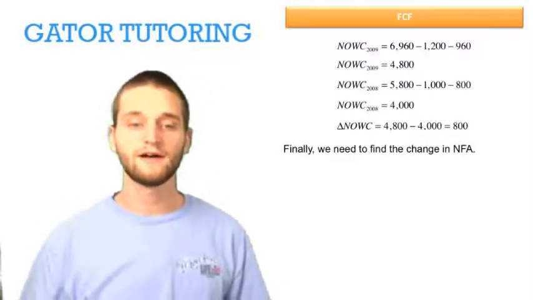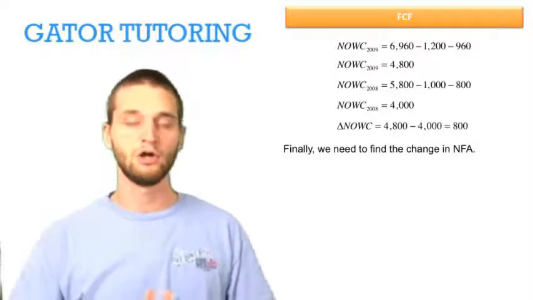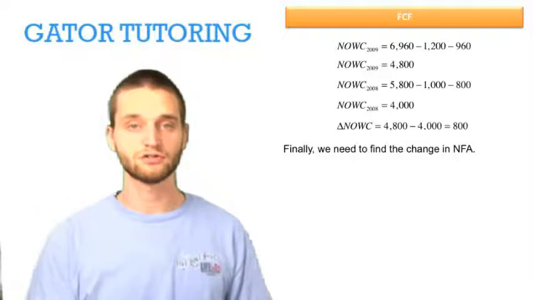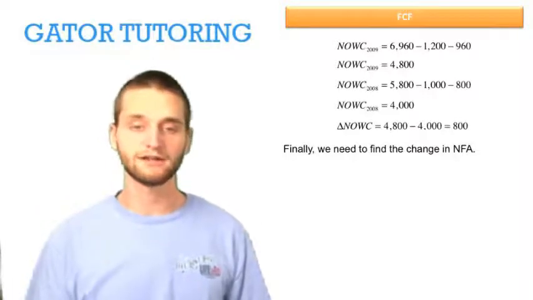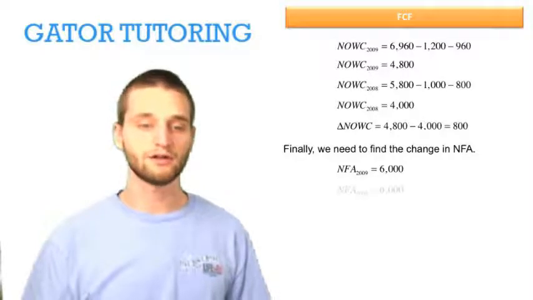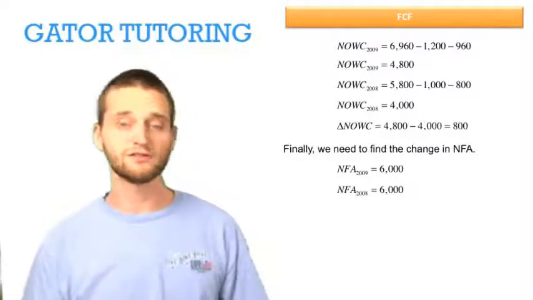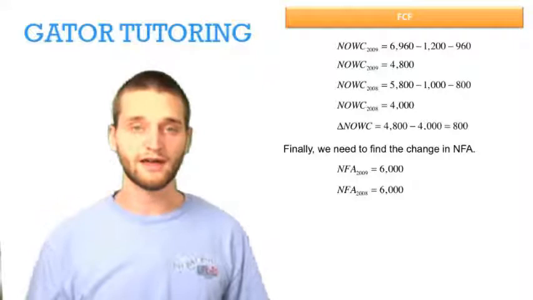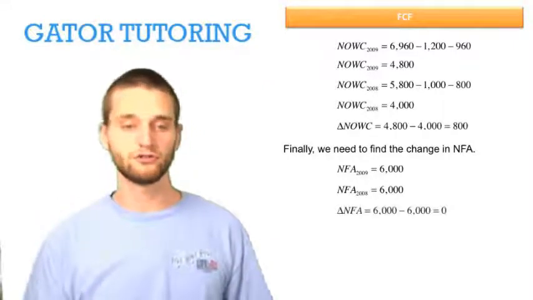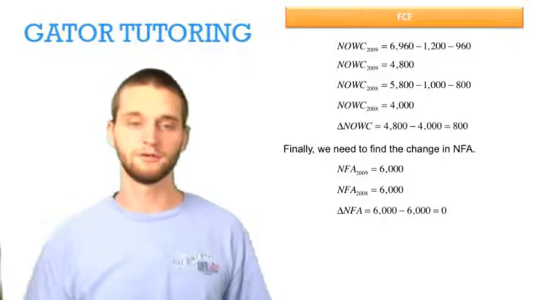So finally, we need to find the change in net fixed assets. Well, net fixed assets is directly an account off of our financial statements. We don't have to use a formula to calculate it, and so we can just read off of our statements. In 2009, it was $6,000. In 2008, it was $6,000, which means we didn't change our fixed assets. We didn't purchase any new fixed assets over the course of that year. So the change in net fixed assets is zero.